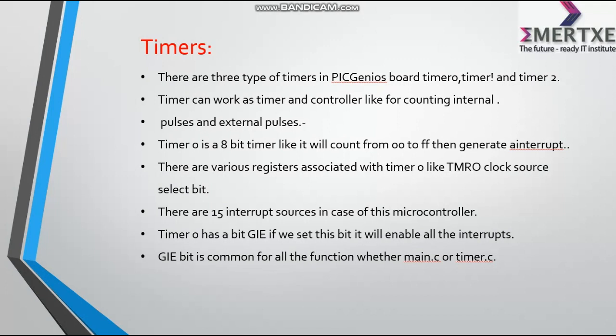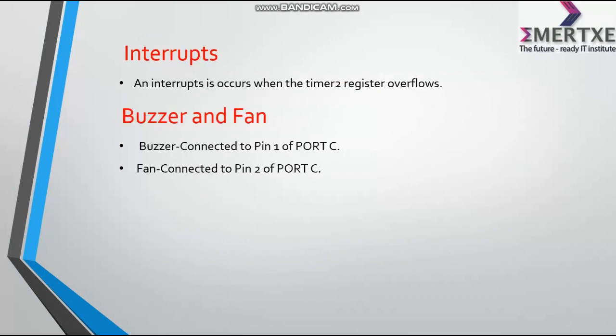There is a bit called GIE. If we set this bit, it will enable all interrupts. The GIE bit is commonly known for all functions, whether main.c or timer.c. Interrupts: an interrupt occurs when the timer 2 register overflows.